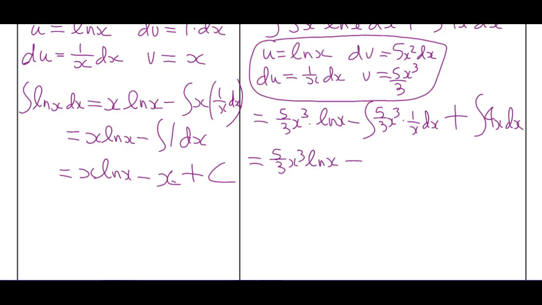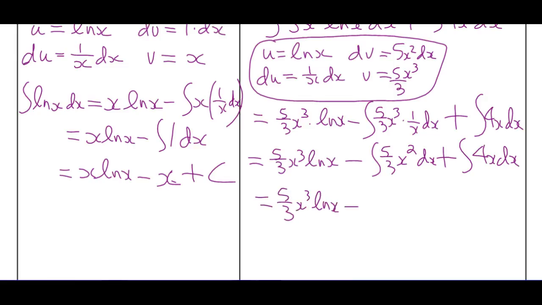And this, well, we'll go one more step. So this simplifies to what? 5/3 x squared dx plus, and we'll just leave this as an integral still here. And then on the last line, we will take the integrals. So 5/3 x cubed ln x minus, okay, what's the integral of 5/3 x cubed? So sorry, 5/3 x squared.